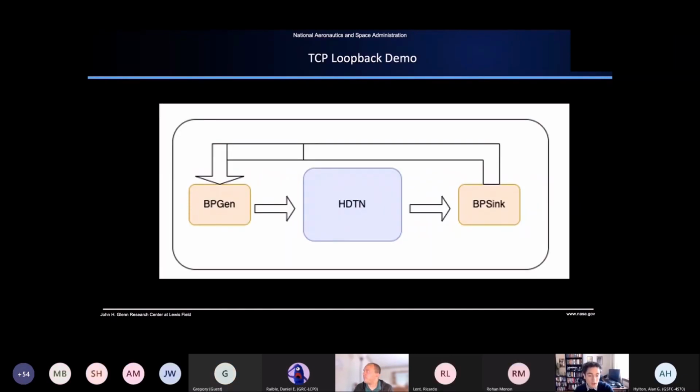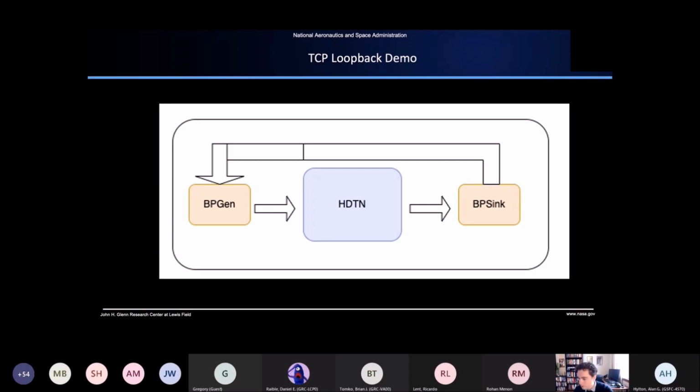All right, so next I'm going to walk through how to build and run HDTN. The demo I'm going to show will be HDTN running in a loopback test using TCP convergence layer. What's going to happen is BPGen will generate bundle data, which will send to HDTN with ingress, egress, and storage running as a singular process, and then forwarding those bundles along to the BP sync application.